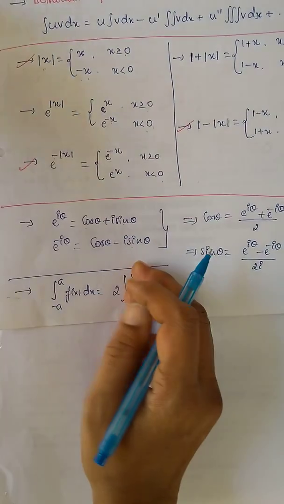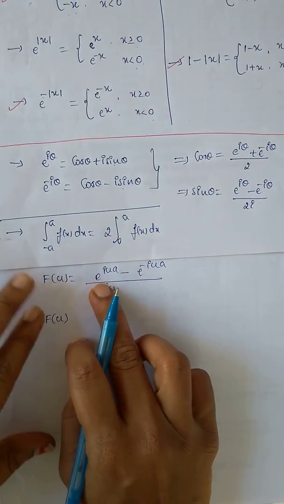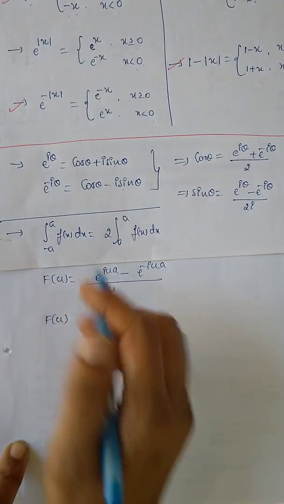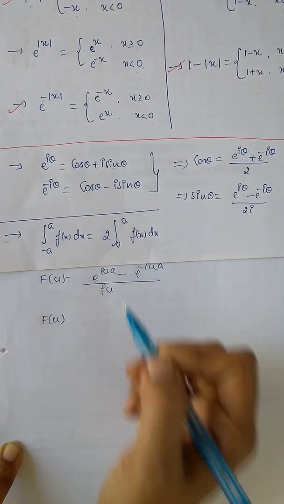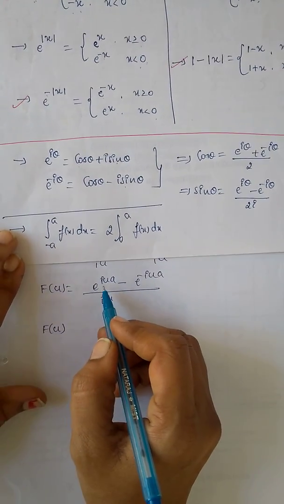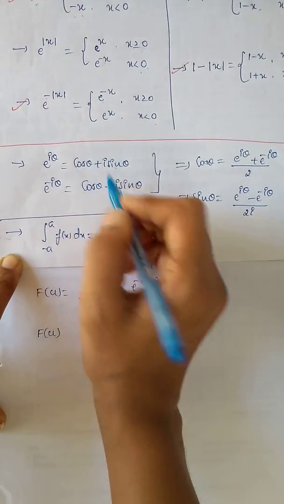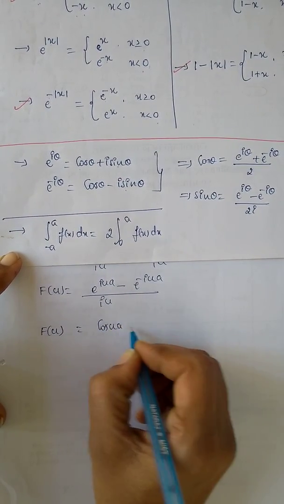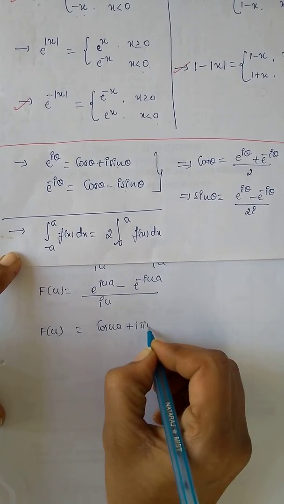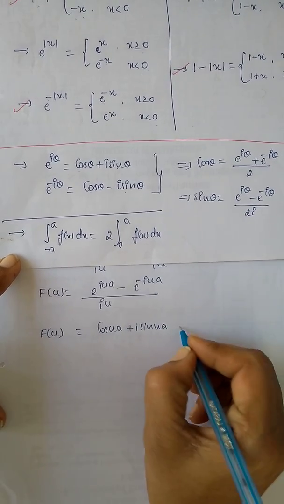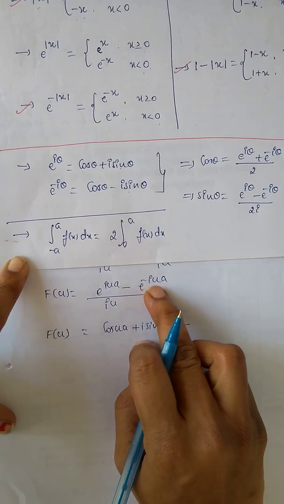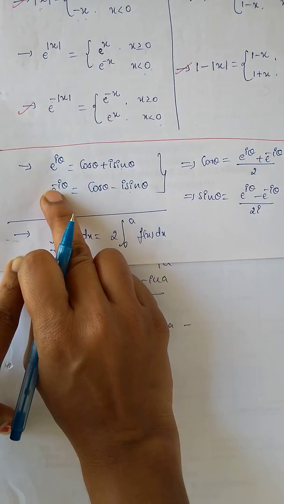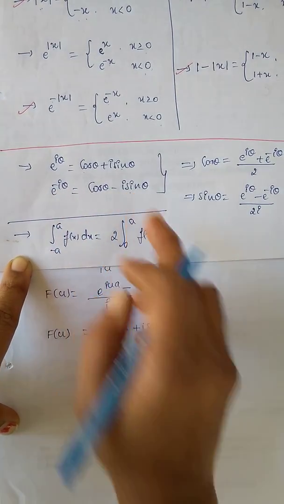So using this formula, we can simplify e to the power of iua. In place of theta, here we have u into a term. Therefore, e to the power of iua is cos theta, where theta is ua, plus i sin theta, theta being the ua term. Minus e to the power of minus iua. Using this formula, e to the power of minus i theta is cos theta minus i sin theta.